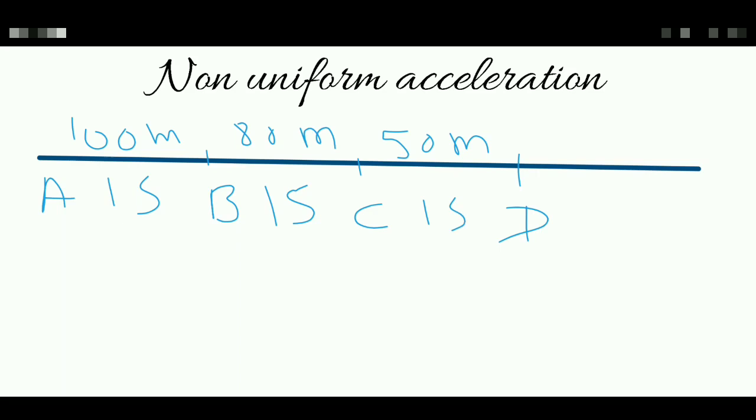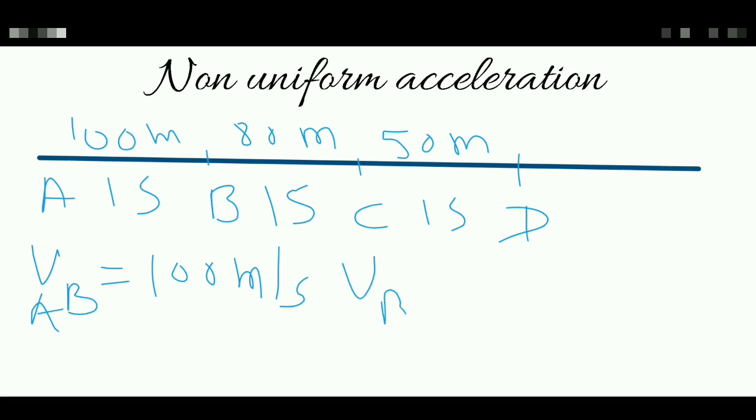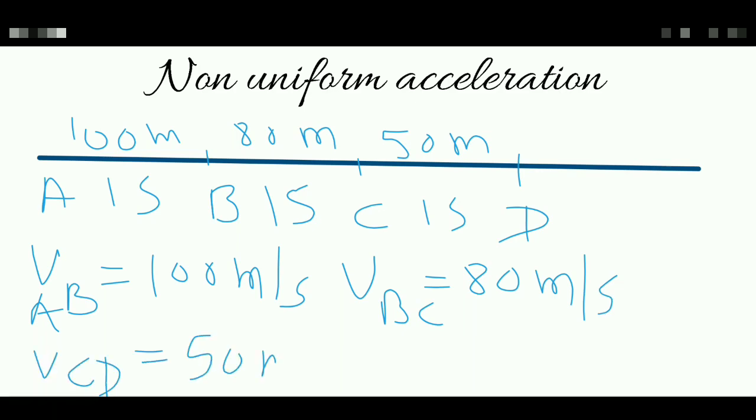Okay, so for non-uniform acceleration, can you observe? Velocity of A to B will be 100 meter per second. Then B to C will be 80 meter per second. And C to D will be 50 meter per second. Correct? Now what are you observing?